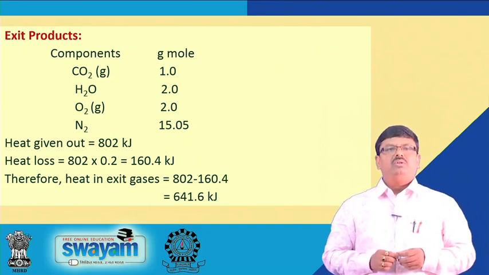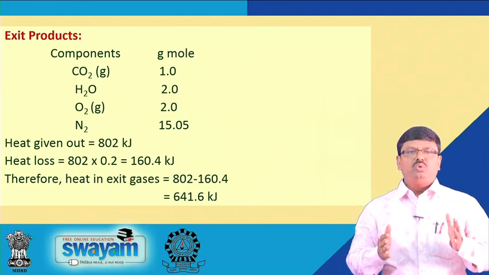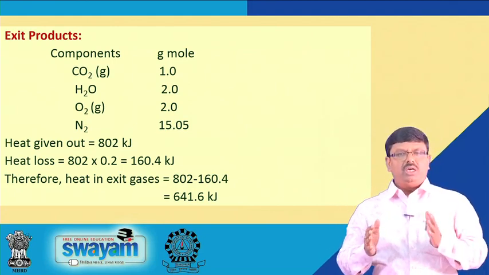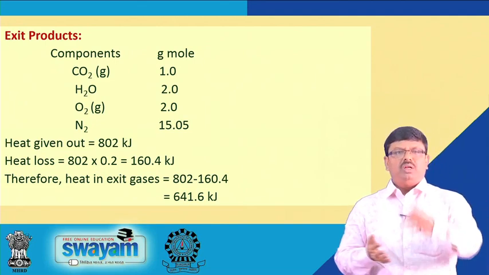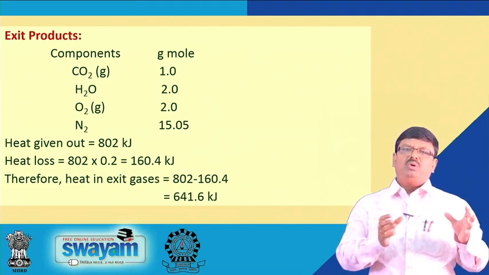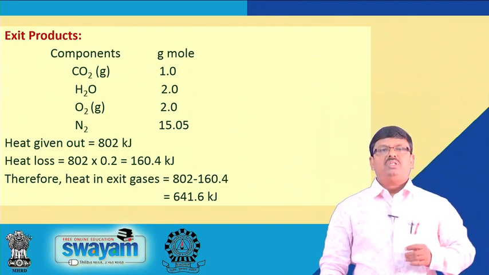So, this heat given out. This is the tricky point where this given out heat is 802 kilojoule, and heat loss, how much the heat loss is, let us calculate this, how much the heat is lost from the system, and then this is to be subtracted from the total heat of reaction. So, finally, after subtracting we are getting 641.6 kilojoule.